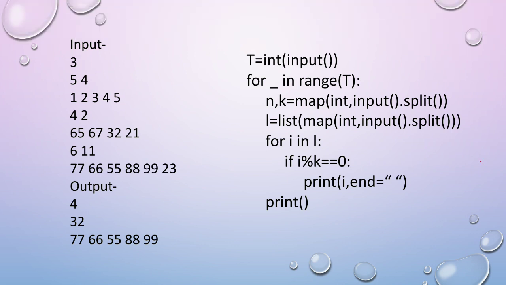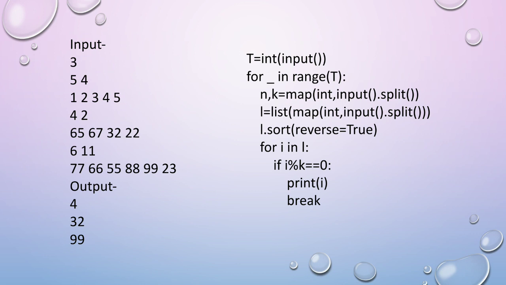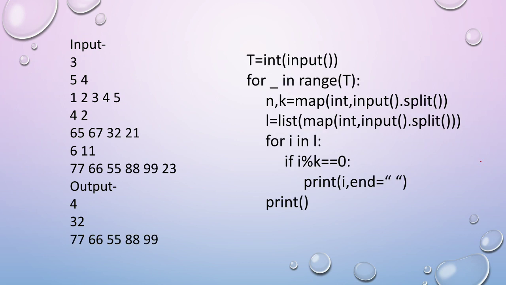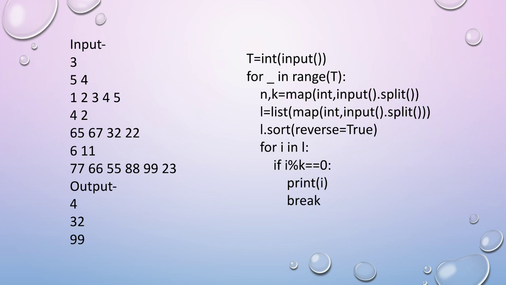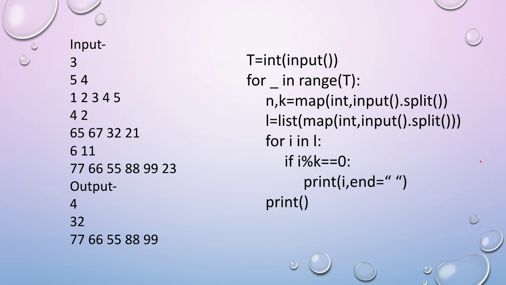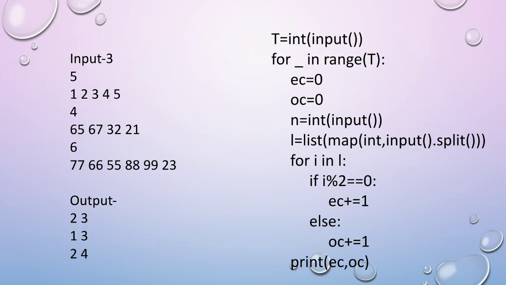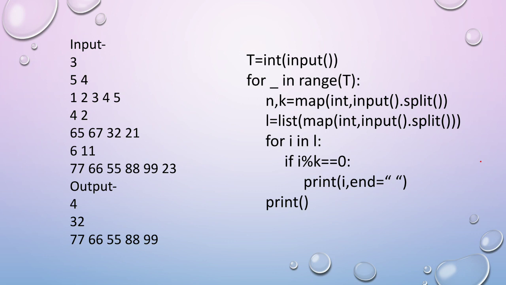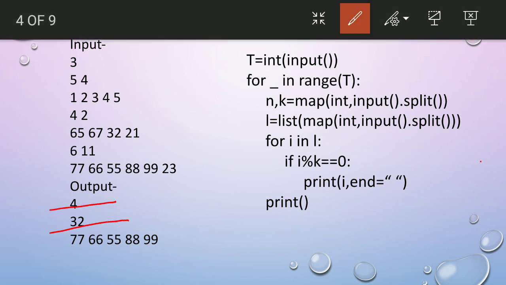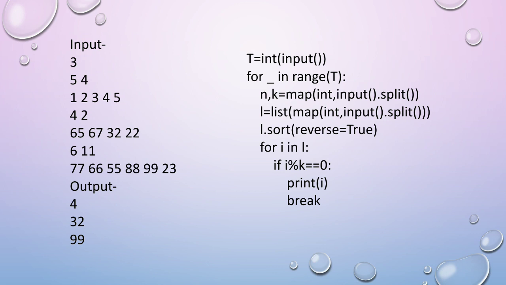This is the same version of this question only. Like, if there is no element which is divisible by that particular element, no, not in this question. This is next, a similar version of this question. So in this question we have printed all the values which are divisible by a particular k value, like 4, 32, 77, 66, 55, 88, 99. But in the next question only the maximum value we need to print.